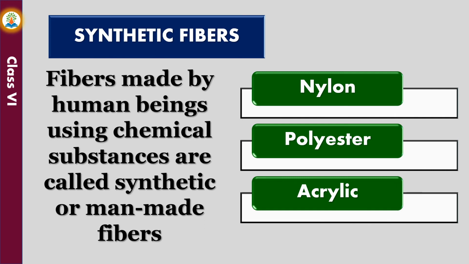Fibers made by human beings using chemical substances are called synthetic or man-made fibers. Some examples of synthetic fibers are nylon, polyester, and acrylic.